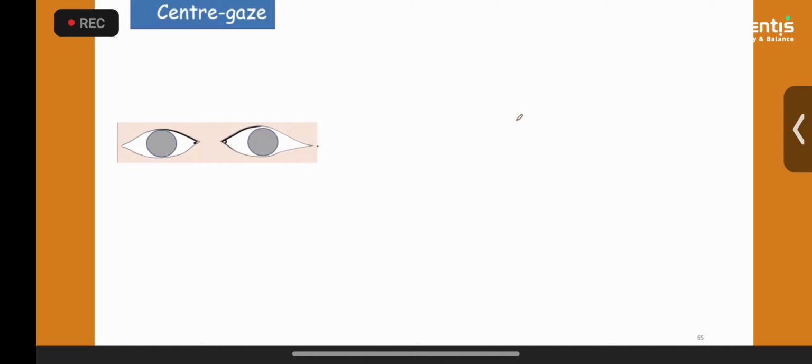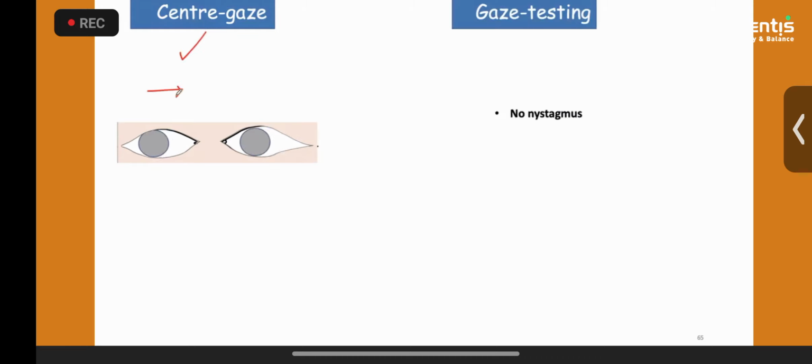If you see a patient in the center gaze, and the patient has center gaze left beating nystagmus, the patient either may not have nystagmus on gaze testing, or may present the same nystagmus, or it can get increased in one direction, or it can get decreased in one direction. So all the variations can happen, and that decides whether it is central or peripheral. So I'm going to come to that.